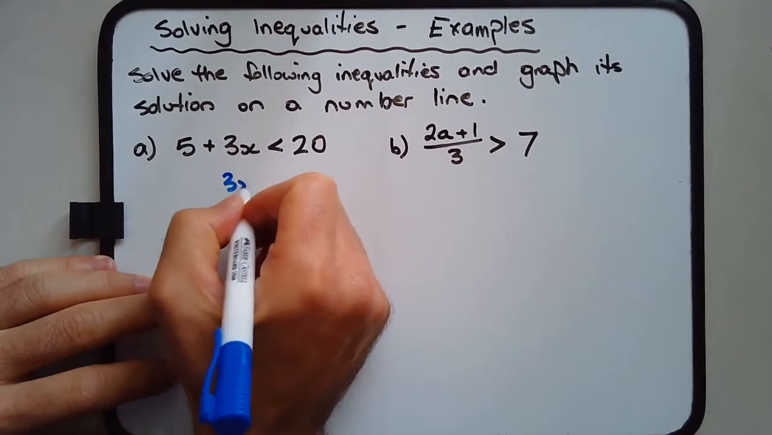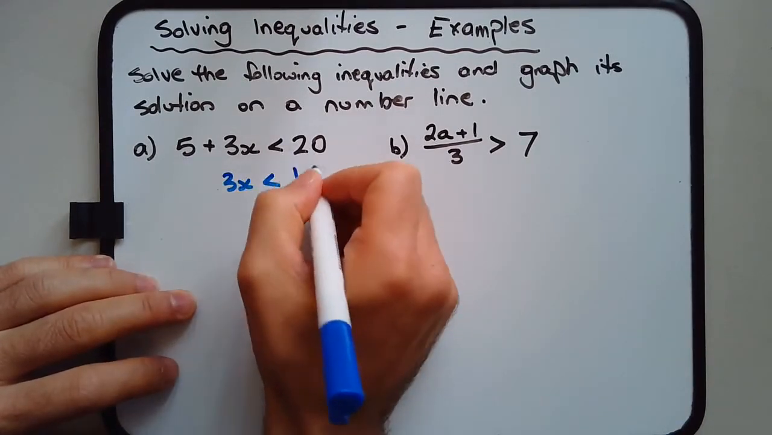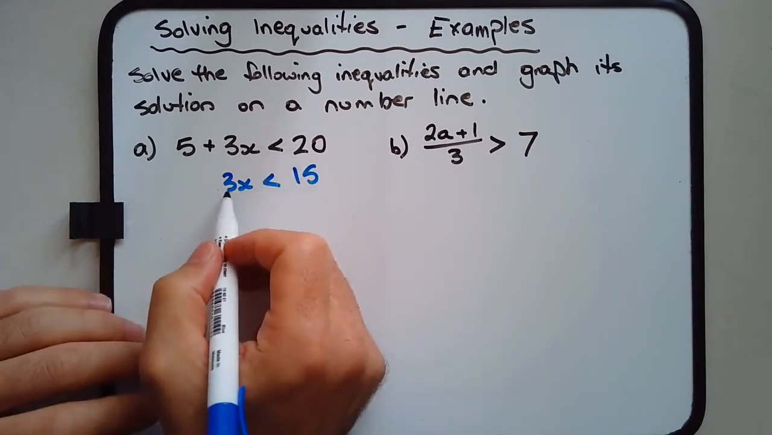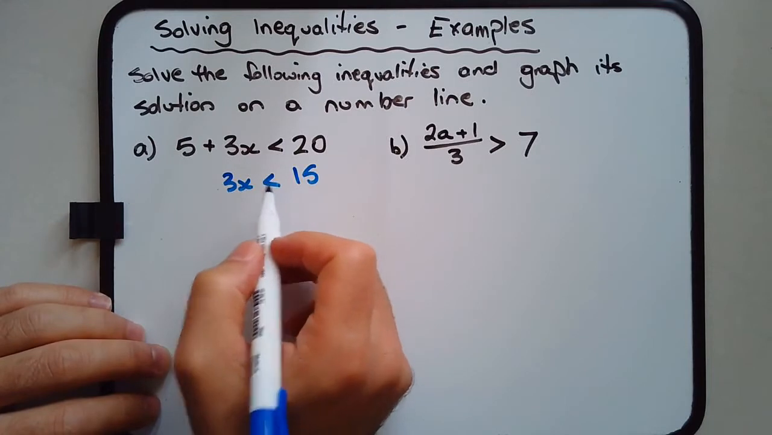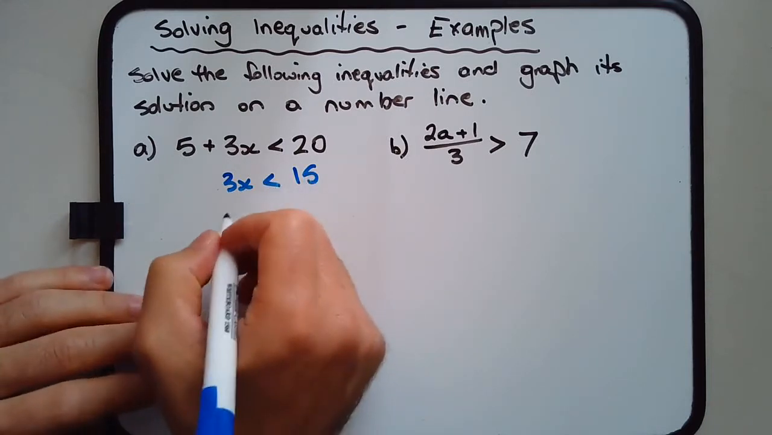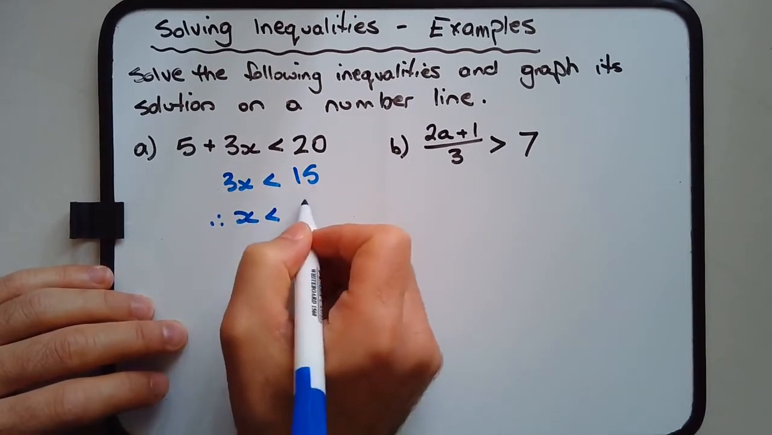So 3x is less than 20 minus 5, which is 15, dividing both sides by 3. Now again, because we're dividing both sides by a positive number, the direction of the inequality sign is maintained. So therefore x is less than 5.